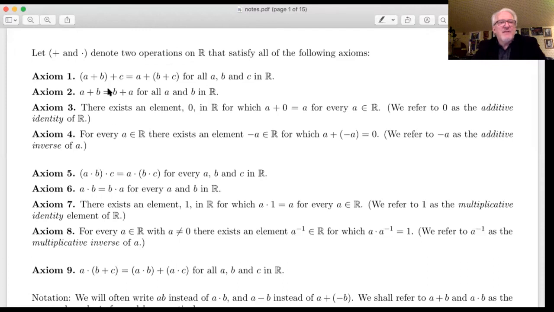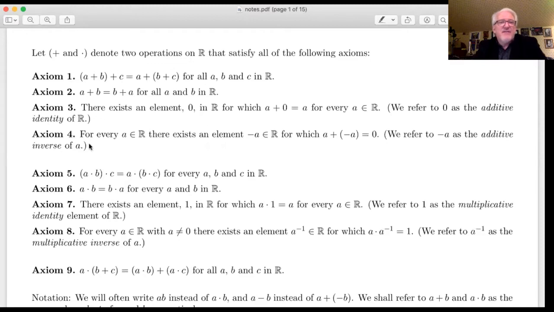These first four axioms talk about the properties that are satisfied under addition. This first one says that addition is associative. The second one says addition is commutative. The third one says that the real numbers have an identity element under addition. We usually refer to that as the number 0. And then the fourth one says that every real number has an additive inverse.